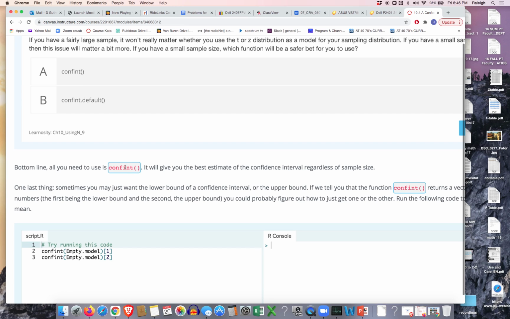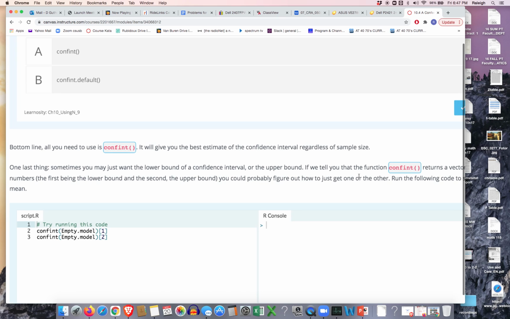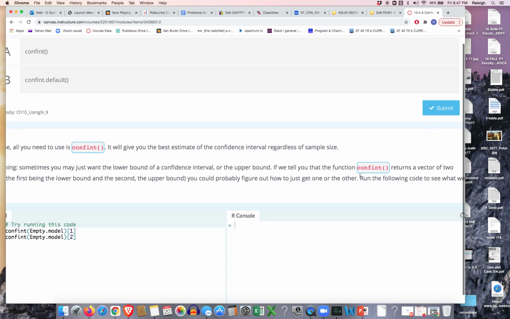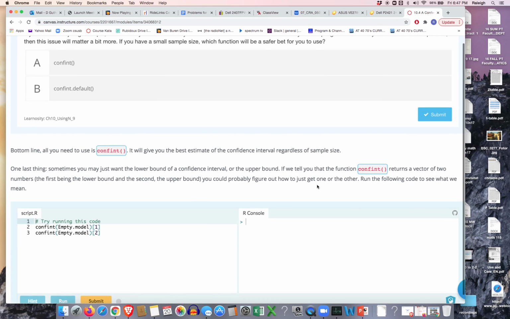So just use confint t. Confint gives you the best estimate regardless of the sample size. It has already figured out what n is, so you don't have to type that in. But sometimes you may just want a lower bound of a confidence interval or just the upper bound. That could happen, especially in a one-tailed test, which we don't really have time to cover, sad to say, a very basic part of stats.